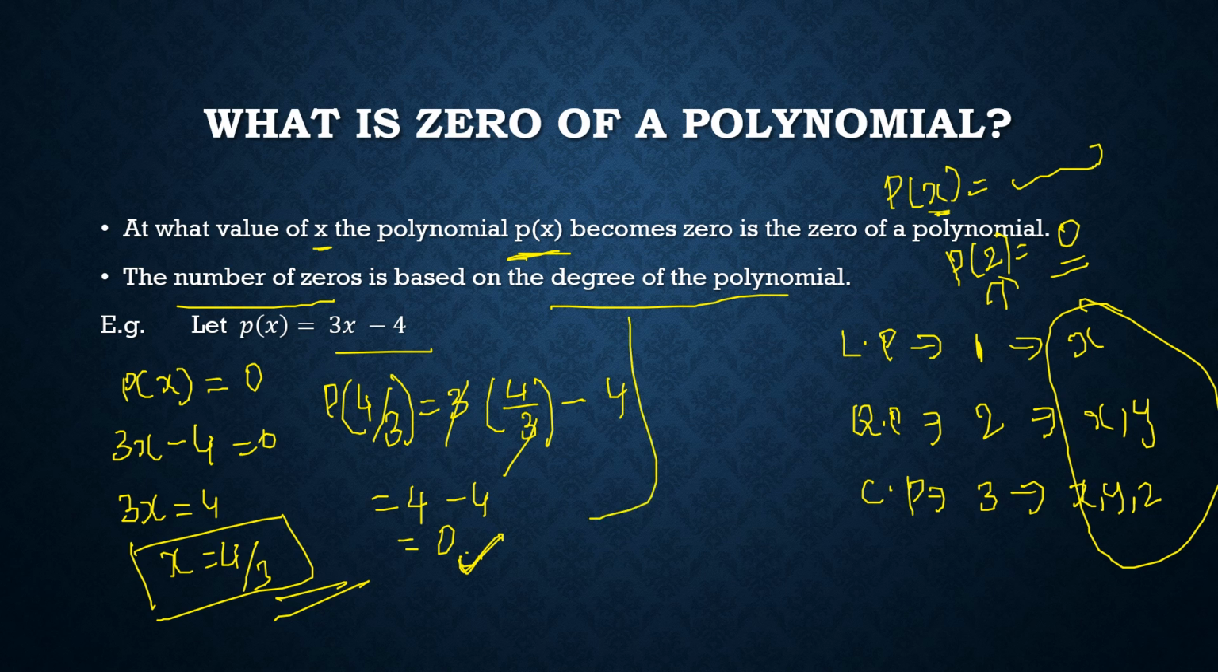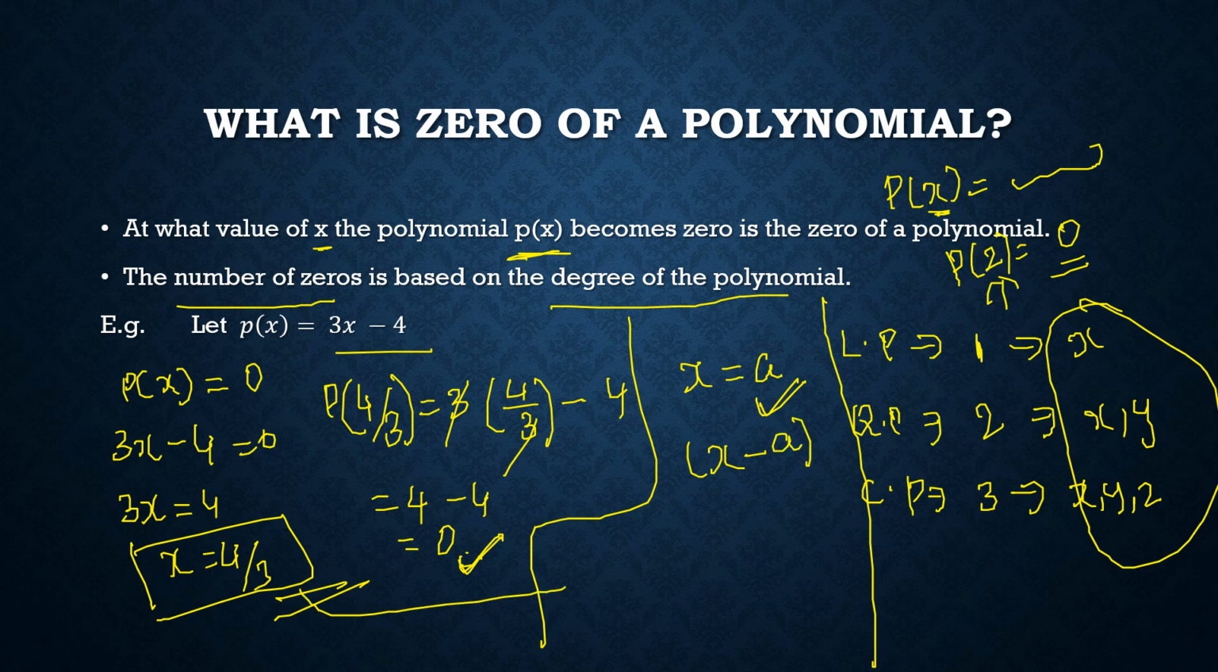And one more thing also, we need to know how to represent the zero of a polynomial in factor format. For example, if I'm having x equal to a as a zero of a polynomial, I can represent this in factor form as x minus a is a factor. Then what is the factor of this zero of the polynomial? It's nothing but x minus 4 by 3.